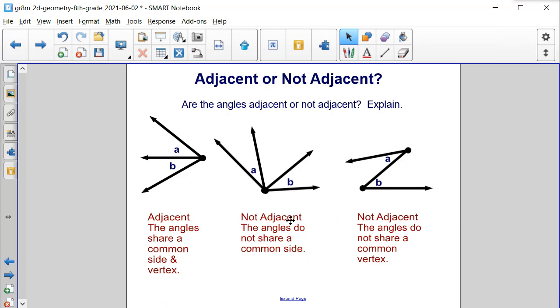And here we have the solutions to these example problems that we just did, and they verify the results that we found. In the first diagram, angles A and B do share a common side and a common vertex, making them adjacent. In this middle one, angles A and B do not share a common side. They have two different sides in between, so they are not adjacent. And then in the last one, furthest to the right, they are again not adjacent because they do not share a common vertex.